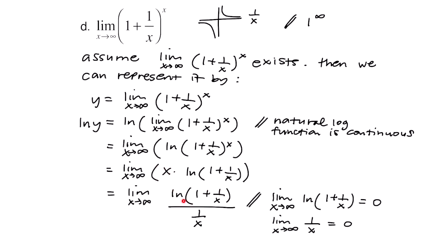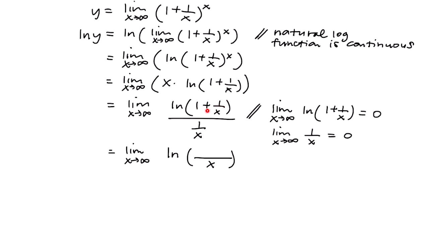If we take the limit of the numerator, as x gets larger and larger, this is going to go to 0, so we get ln of 1, which is 0. And the limit as x gets larger and larger of 1 over x is also going to go to 0. So this is of indeterminate form, 0 over 0. Before we apply L'Hopital's rule, I want to manipulate it first.